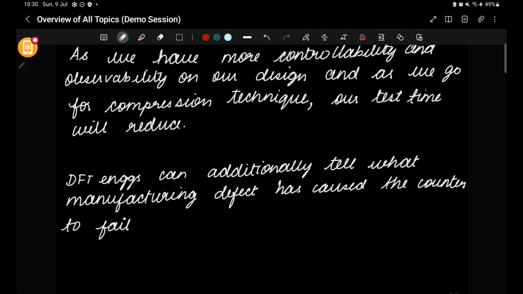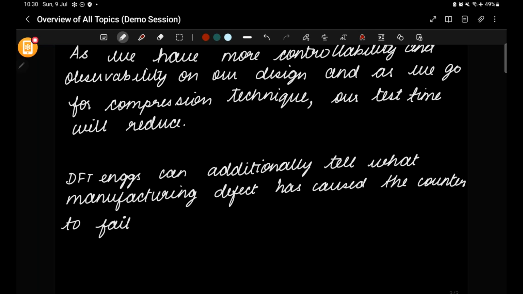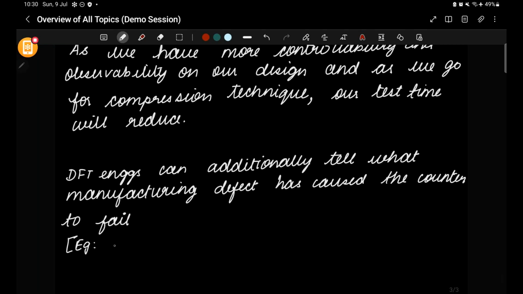So what can be the possible manufacturing defects? For example, the MSB net has stuck at 0. So that MSB net is stuck at 0, which is why when the 1000th clock pulse comes, it does not rise to 1. That is why the counter, after counting 999, is still counting 999 instead of 1000. So the MSB net can have a stuck-at-0 fault.